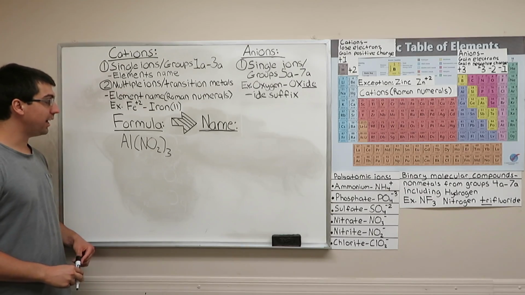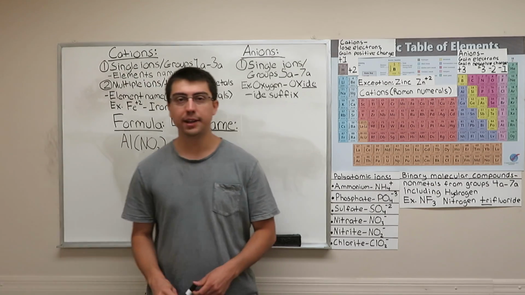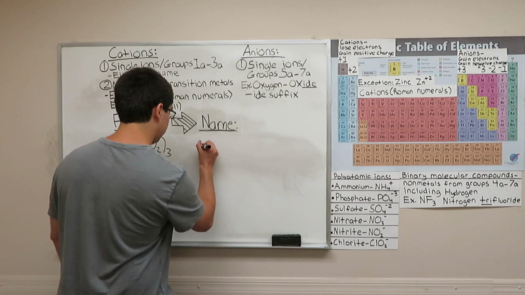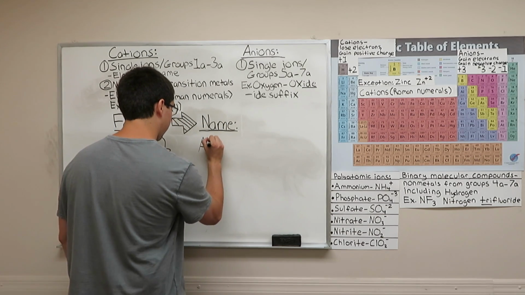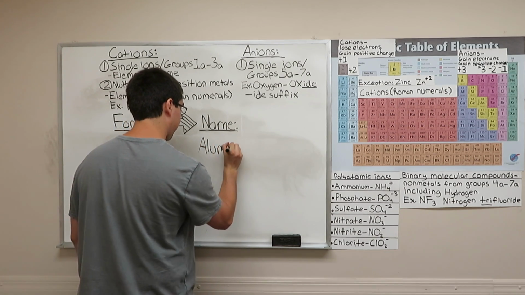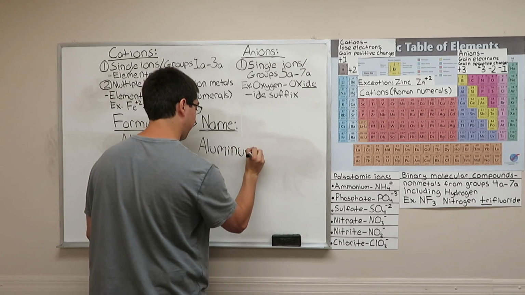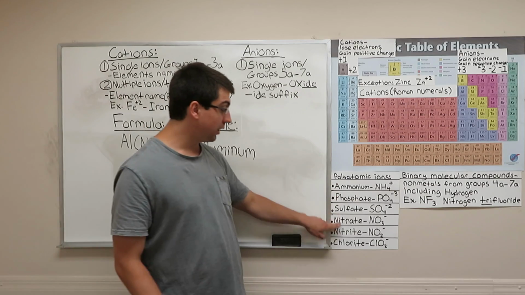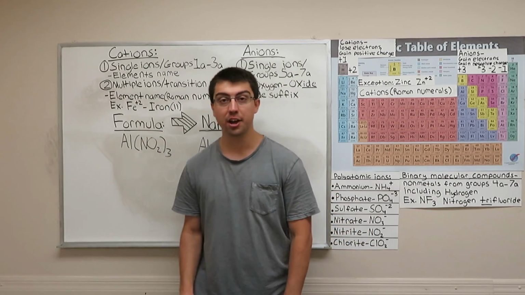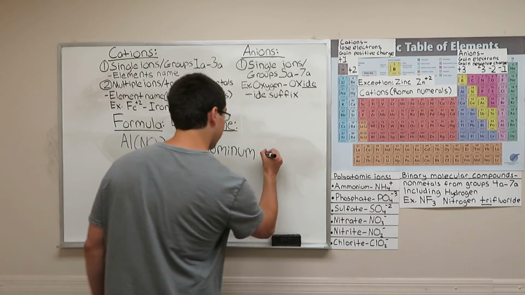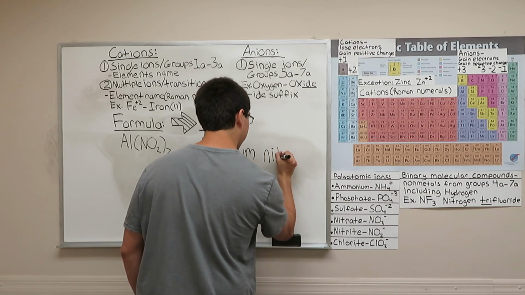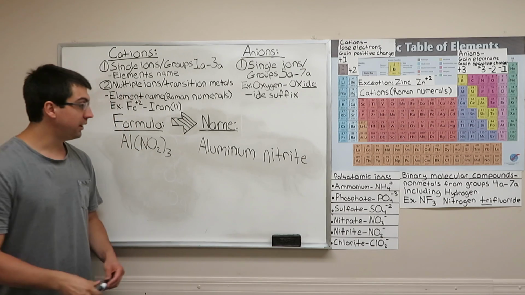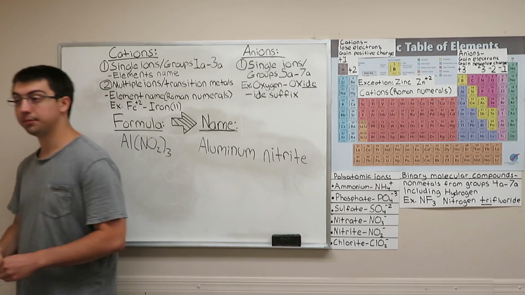Our formula is Al(NO2)3. First we need to write down each element's name. Al is aluminum. NO2 is a polyatomic ion, and if we look at this list, NO2 is nitrite. And the name is aluminum nitrite.